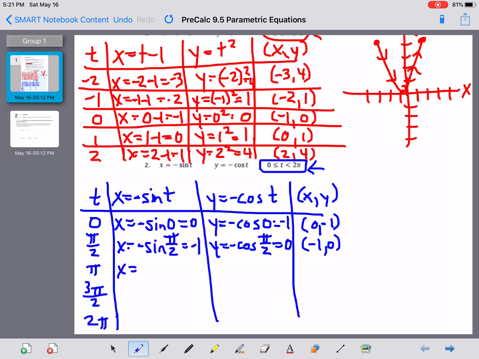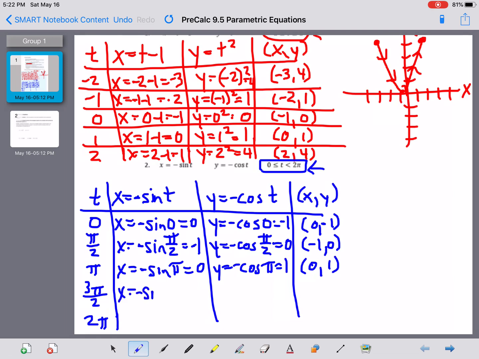Go into pi. Negative sine of pi. Well, the sine of pi is 0, so the negative once again doesn't matter, and I still get 0. I get negative cosine of pi. Cosine of pi is negative 1. Negative 1 times that negative makes positive 1, and I end up with the ordered pair 0, 1.